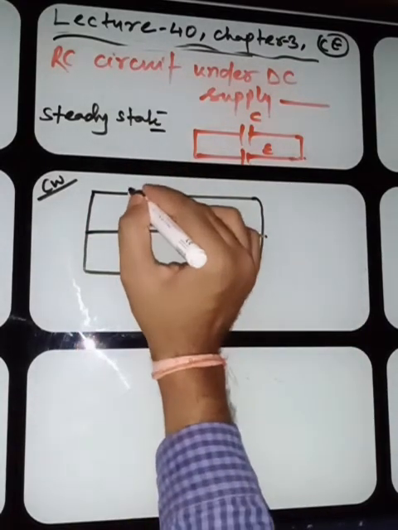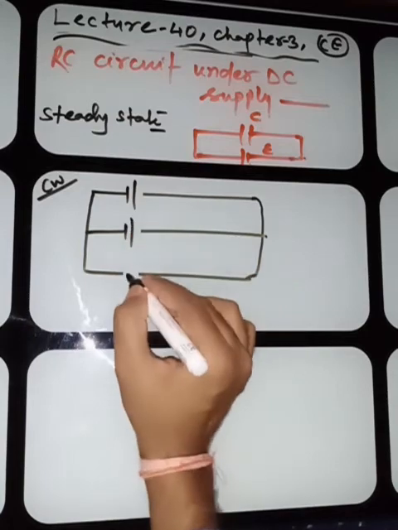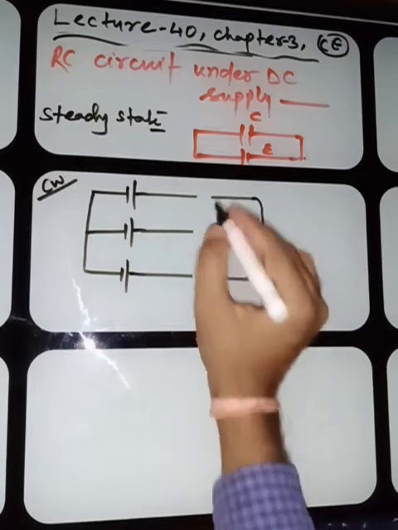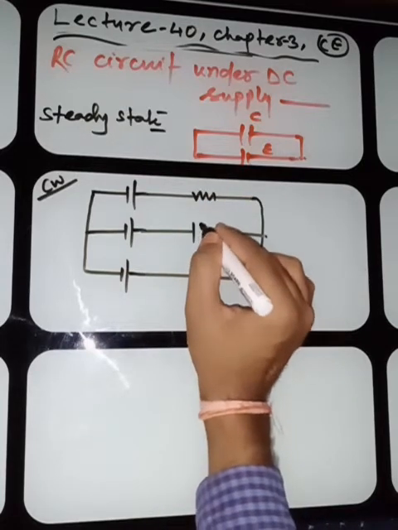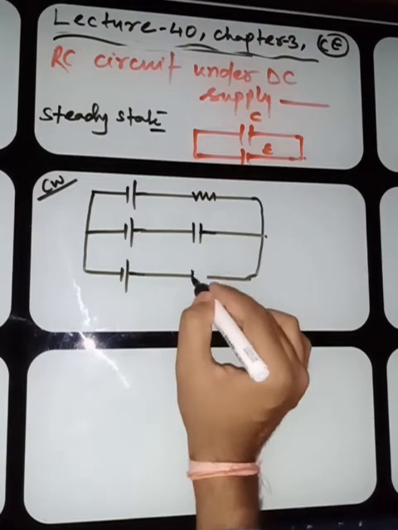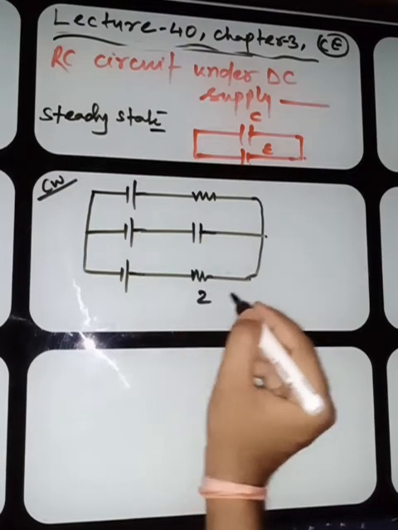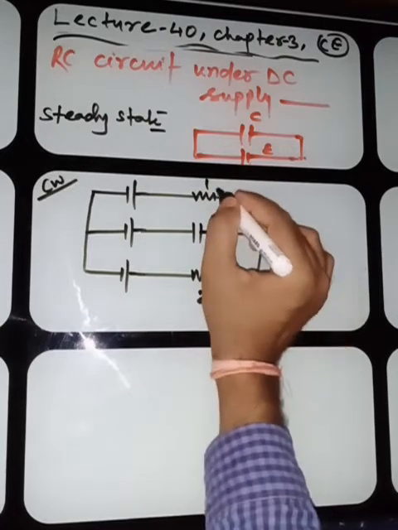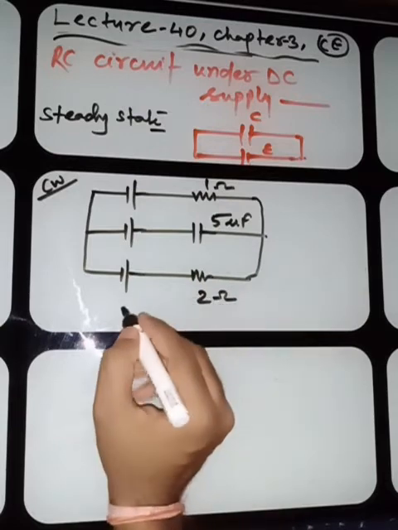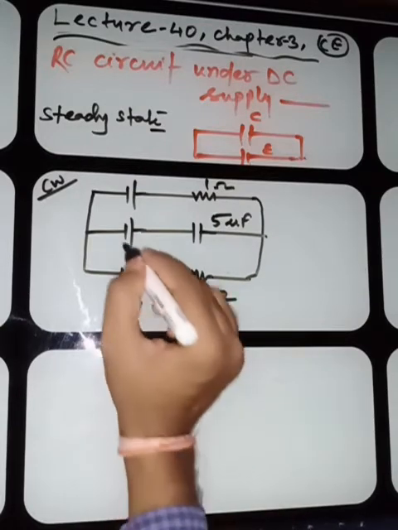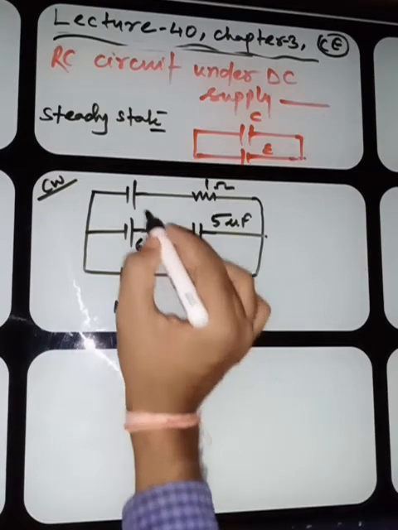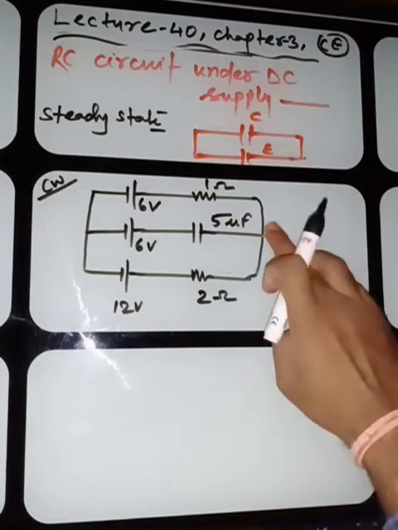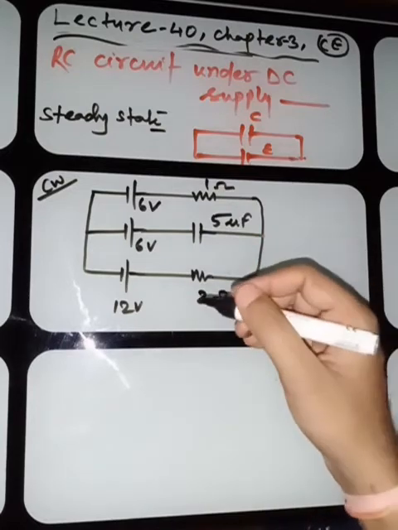Here I'm connecting 3 batteries, 3 cells, and the resistors I am giving you, here the capacitor, and here the resistor again. Here the resistors are 2 ohm and 1 ohm, the capacitor is 5 microfarad, and the batteries are 12 volt, 6 volt and 6 volt. Okay, this is a very interesting question, my dear student. How will you solve it? Try to solve it by yourself if you can.